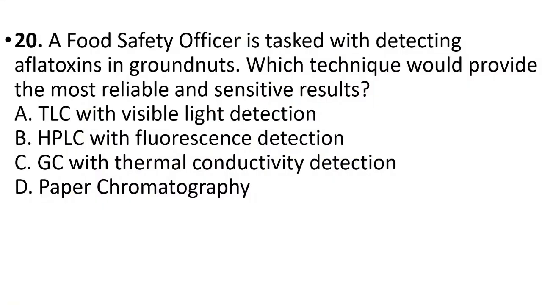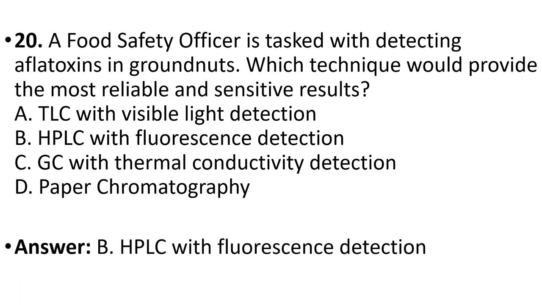20. Question number 20. A food safety officer is tasked with detecting aflatoxins in groundnuts. Which technique would provide the most reliable and sensitive results? TLC with visible light detection, HPLC with fluorescence detection, GC with thermal conductivity detection, paper chromatography. Here you have to omit option A, C and D. Here the correct answer is option B, HPLC with fluorescence detection.